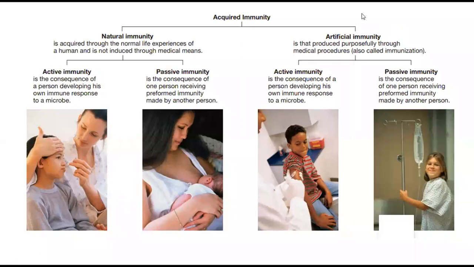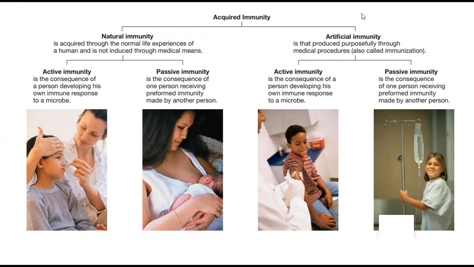So this is a schematic diagram about acquired immunity. First of all, I want to share with you what acquired immunity basically is. It is also known as specific immunity or adaptive immunity. One is innate immunity, which can react to any type of pathogen, and the other is acquired immunity, which can only react to a specific pathogen that enters the body.